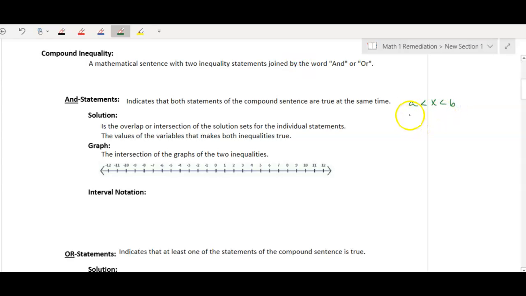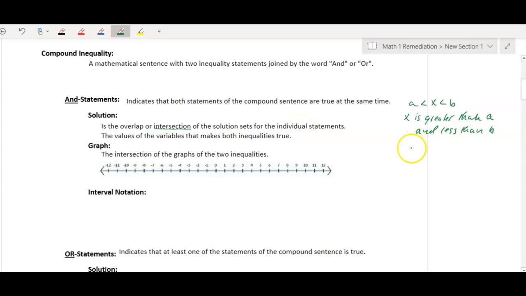And we read this as x is greater than A and less than B, right? And the key is to know that for and statements, the solution is the overlap or intersection of the solution sets for the individual statements. So basically, it's the values of the variables that make both inequalities true.